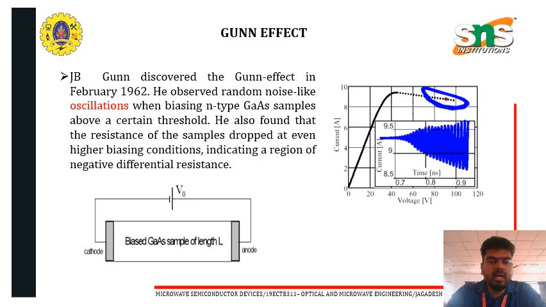J.B. Gunn discovered the Gunn effect in February 1962. He observed random noise-like oscillation when biasing N-type gallium arsenide samples above a certain threshold. He also found that the resistance of the samples dropped at even higher biasing conditions, indicating a region of negative differential resistance. So you can see the cathode, the anode, and the given input is V0. The voltage and current VI characteristics are shown here, so you can see the graphical changes.